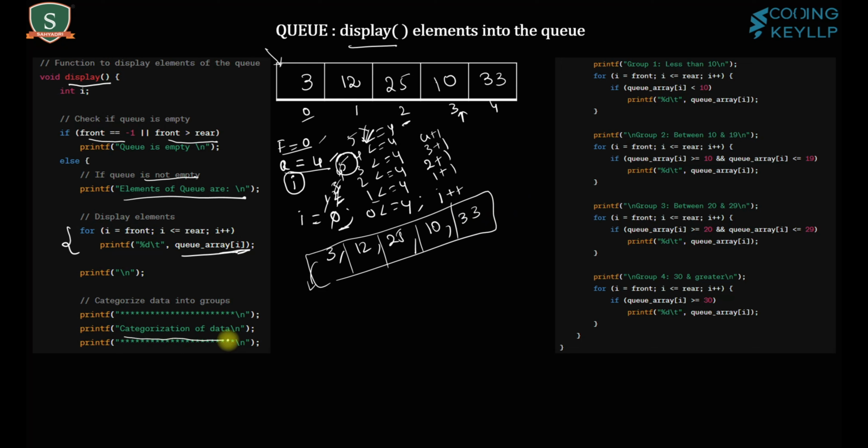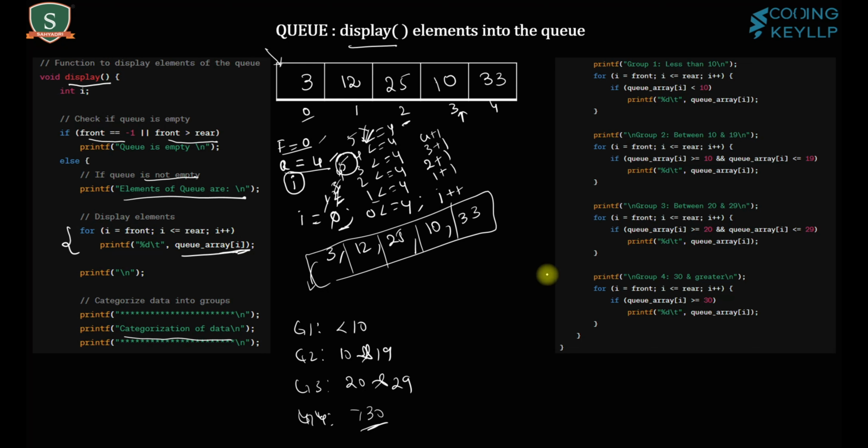Our goal is not printing the actual elements in the same way. Instead, we categorize the data. In what ways are we categorizing? We are categorizing into 4 groups. Group 1 contains all the values that are less than 10. Group 2 contains the values between 10 and 19. Group 3 contains the values between 20 and 29. And group 4 contains the values that are greater than or equal to 30.